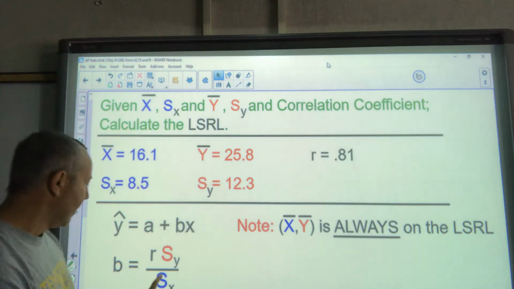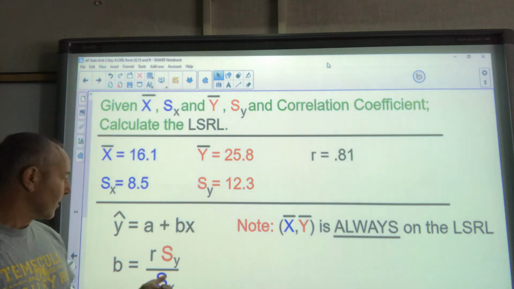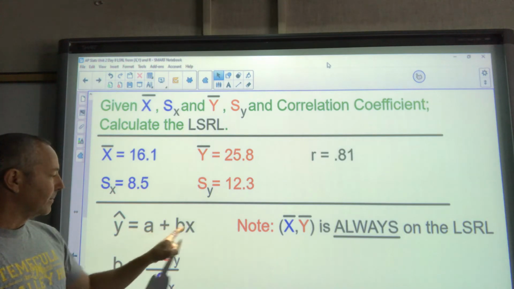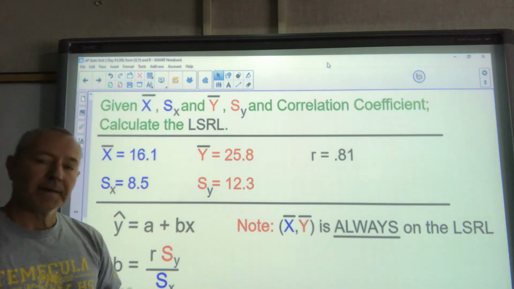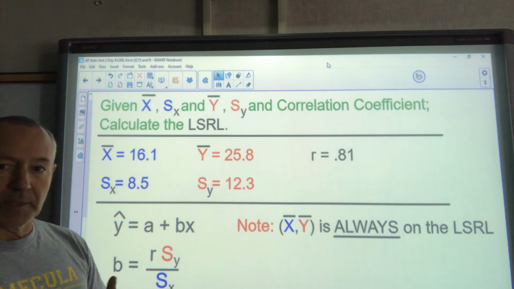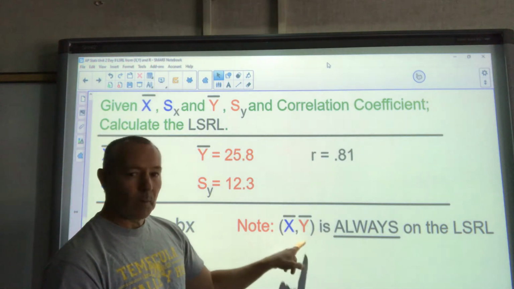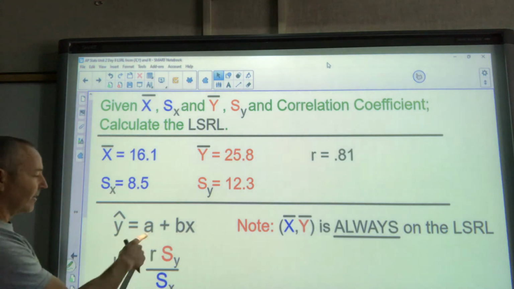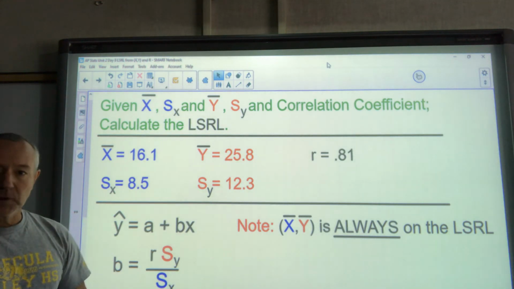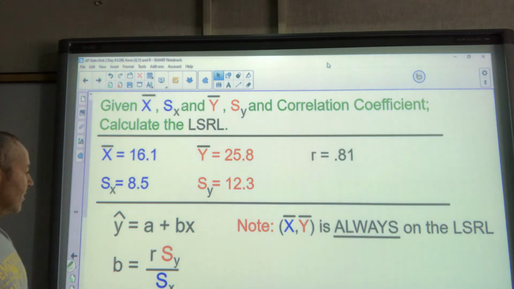So once we find the slope, we're going to have y equals a plus bx. We'll know that slope. And just like algebra, I need to find the a, or the intercept. In order to do so, I'll plug in that point, x bar, y bar, and solve for a, and I'll find the a and have the equation. All right, so let's go ahead and try this problem out.